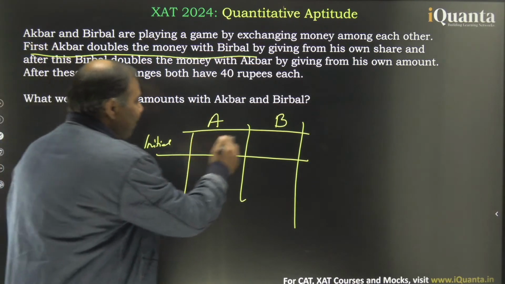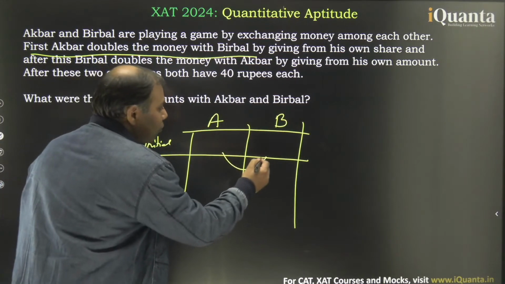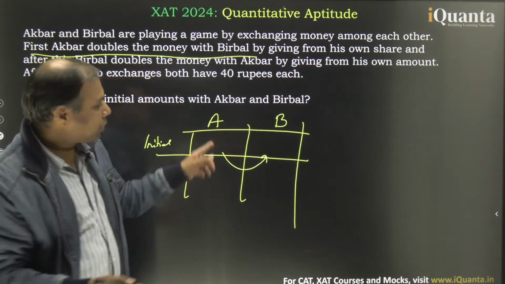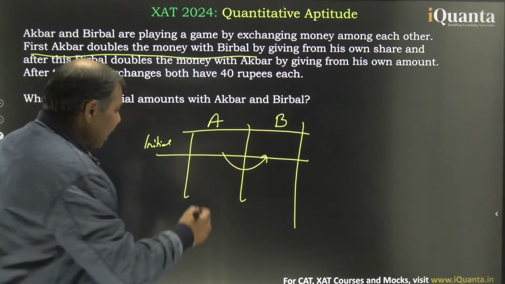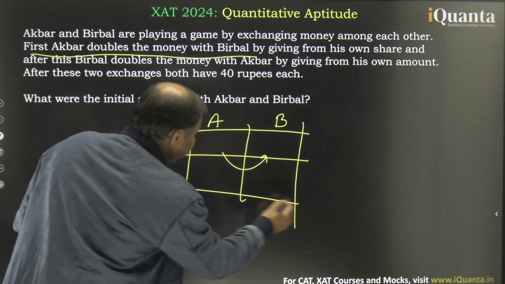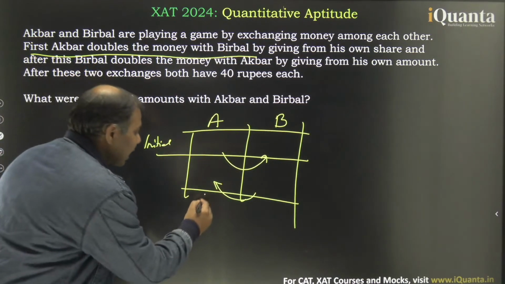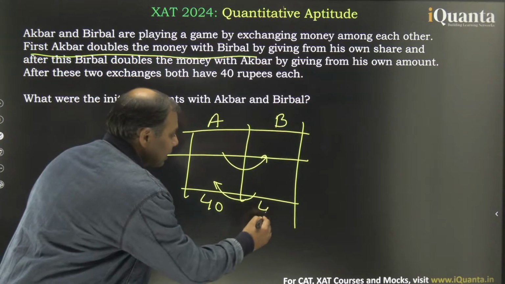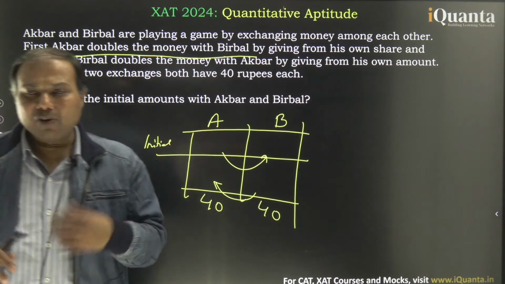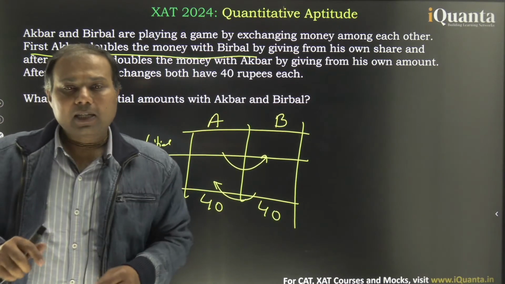So initially they are having some amount. Akbar gives some amount from his share to Birbal and doubles his amount. And after that, Birbal doubles the amount of Akbar, and finally they have 40 rupees each. So that is the whole scenario. So what is the way to solve? What is the way to think?